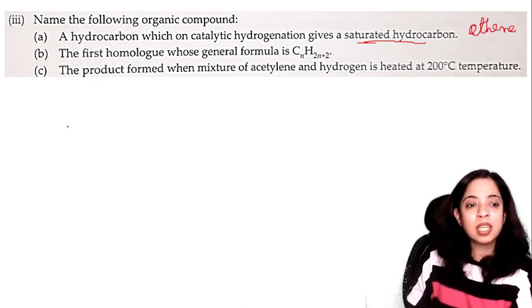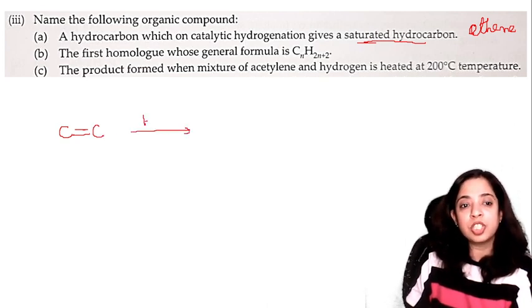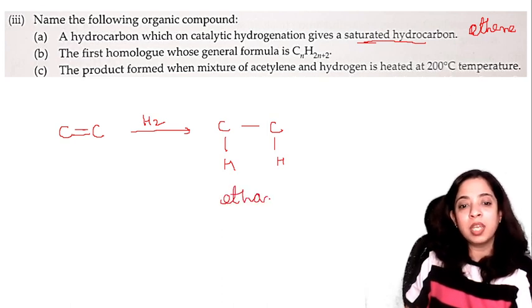You remember this? If there is a double bond here, I am not satisfying the hydrogens. Now catalytic hydrogenation, hydrogen is added. So one hydrogen joins here and one here, and this is formed. So it has formed a saturated hydrocarbon. It has formed ethane.